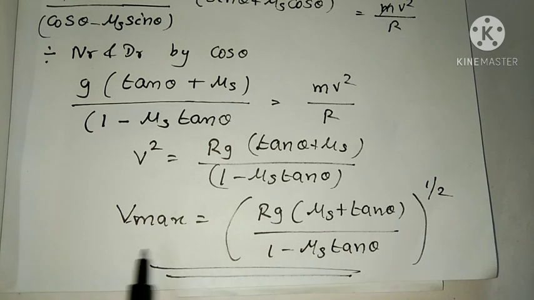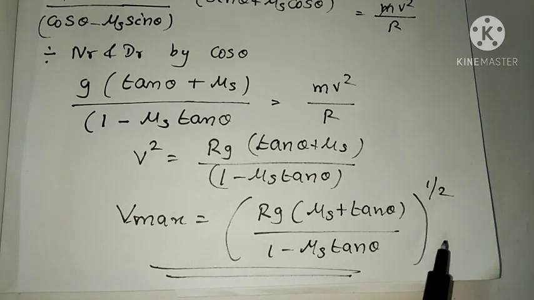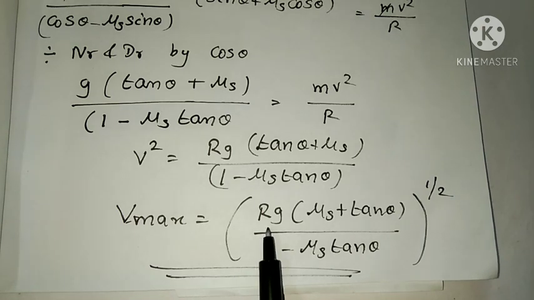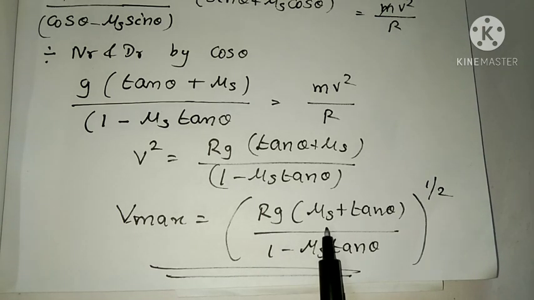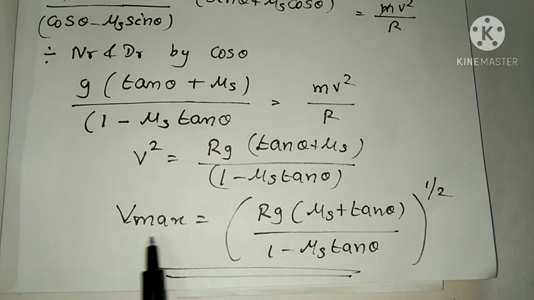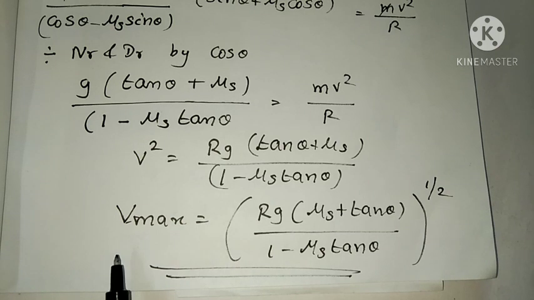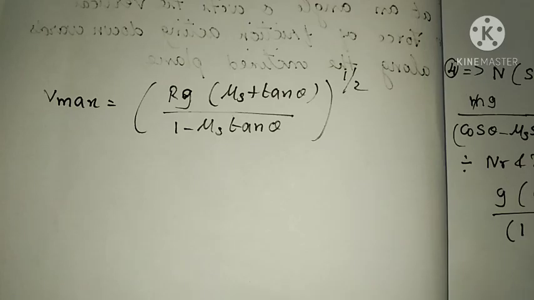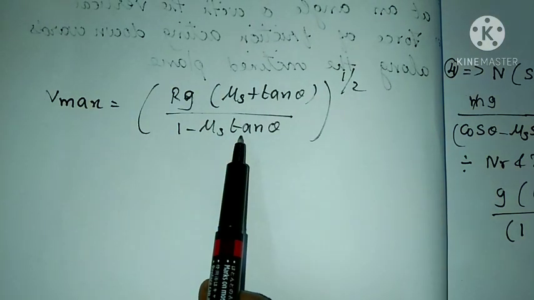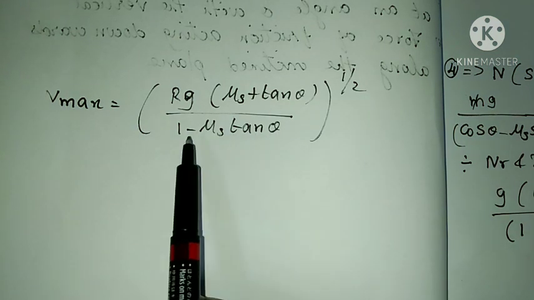So here also the maximum speed on the banked road does not depend on the mass of the vehicle. It depends on the radius of the circular path, the coefficient of friction, and the angle of banking. As the angle of banking increases, the maximum speed also increases, and as the radius increases, the maximum speed also increases. So this is the maximum safe speed of the car on the banked road. When comparing with the level road, this maximum speed on the banked road is greater than that of the level road.